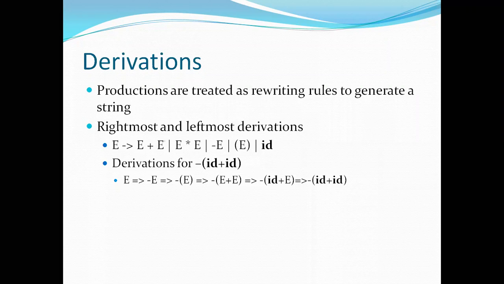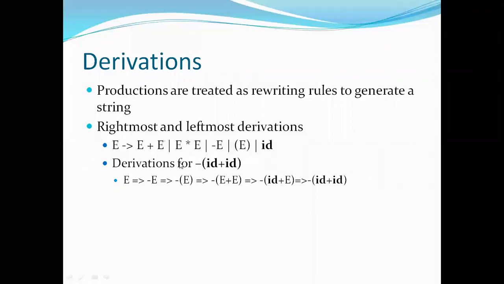Here is the example. E produces E plus E, or E produces E star E, and E produces minus E, and E produces E within the brackets, and E produces ID. So E produces E plus E is production one. This is production two, this is production three, this is production four, and this is production five.